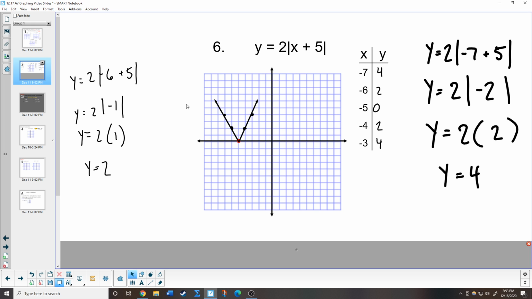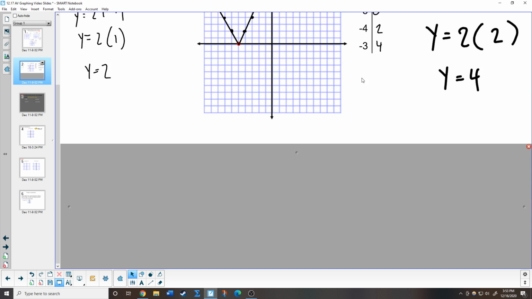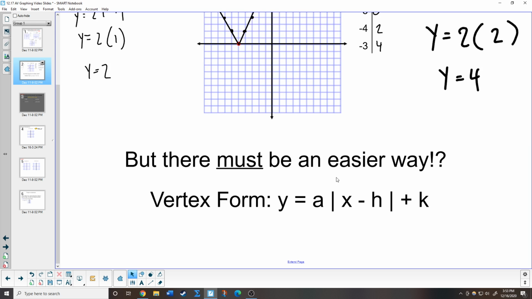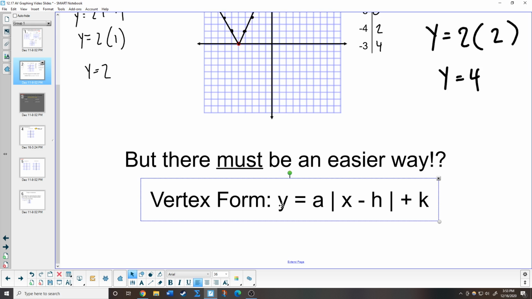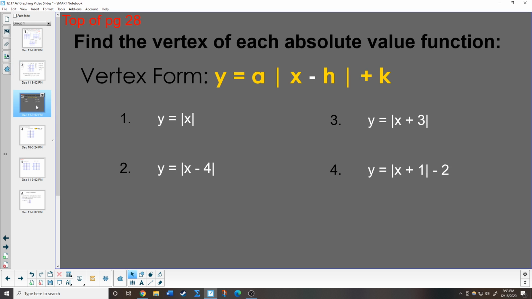So here's the thing. You might be thinking, there's got to be an easier way to do this. Do I have to make a table and plug in every single one of these values? And the answer is no. There is a better method, or at least a quicker method. And that's going to be called Vertex Form. All right, here it is right here. We're going to talk about it more right here.